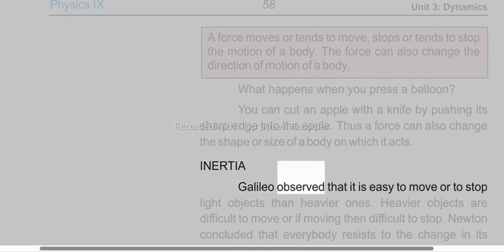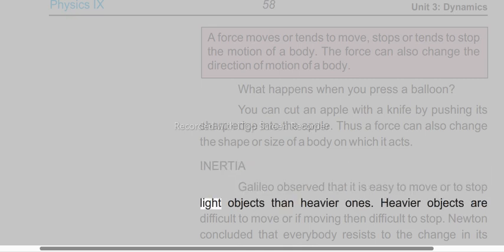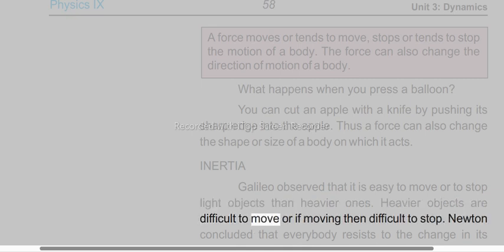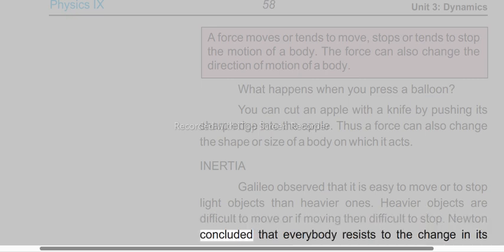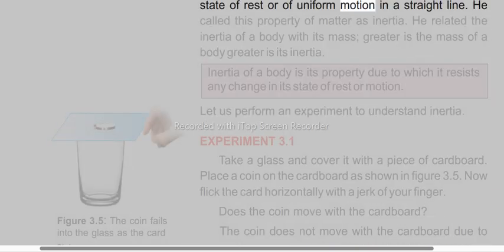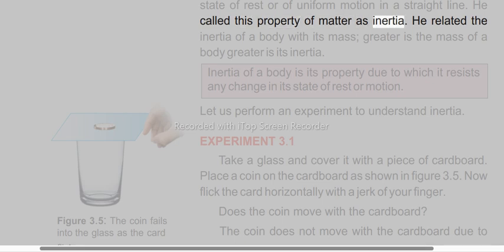Inertia. Galileo observed that it is easy to move or to stop light objects than heavier ones. Heavier objects are difficult to move, or if moving then difficult to stop. Newton concluded that every body resists a change in its state of rest or of uniform motion in a straight line. He called this property of matter inertia.